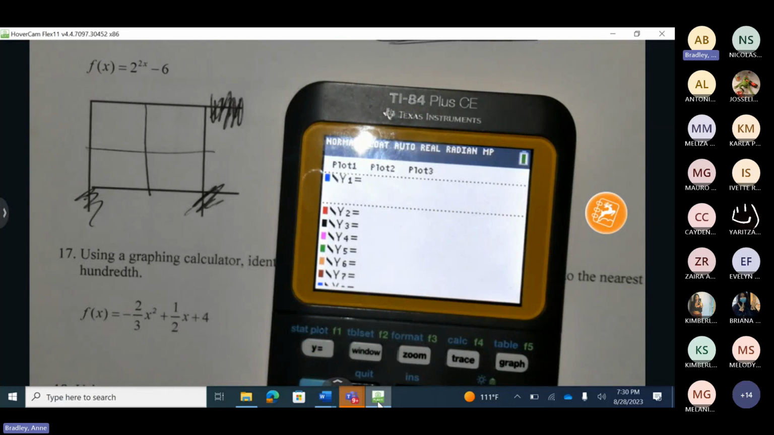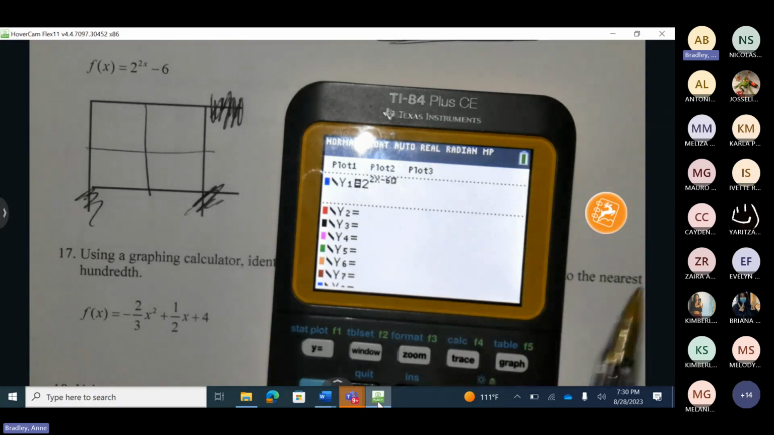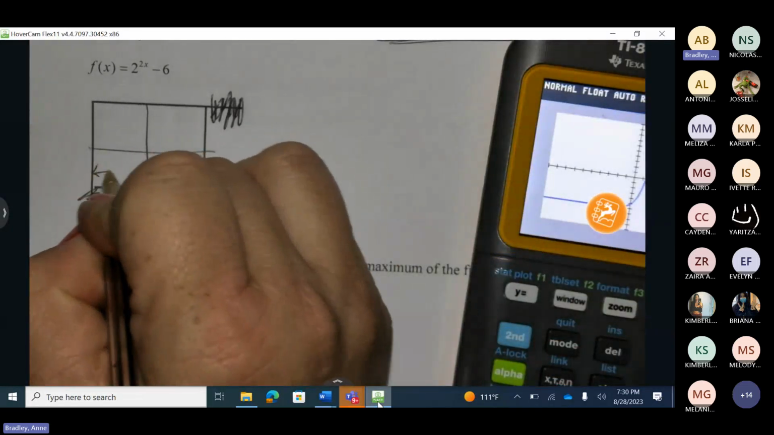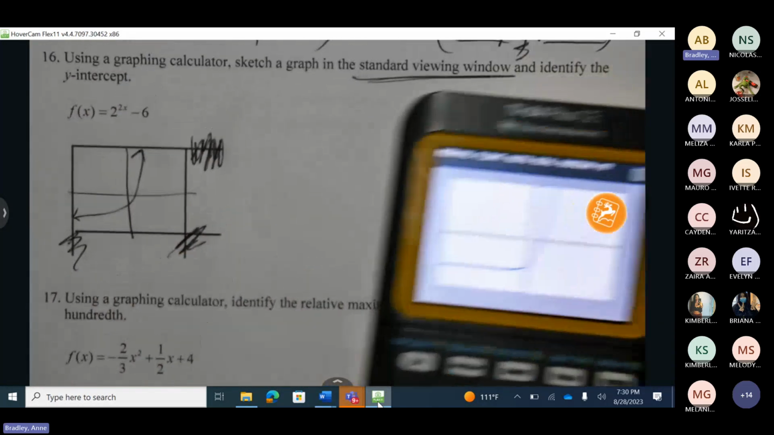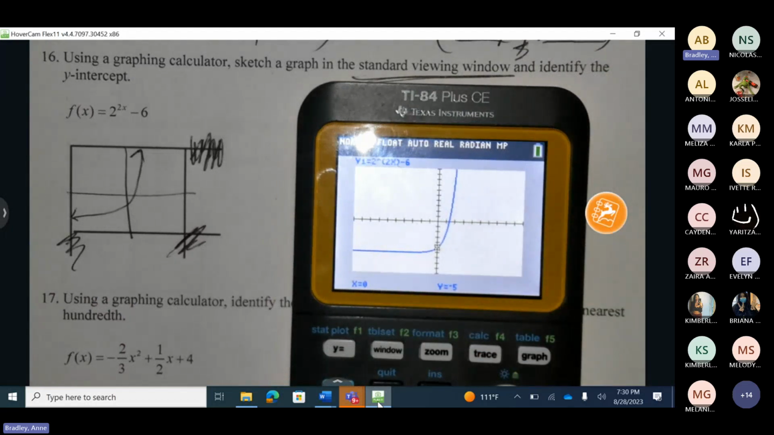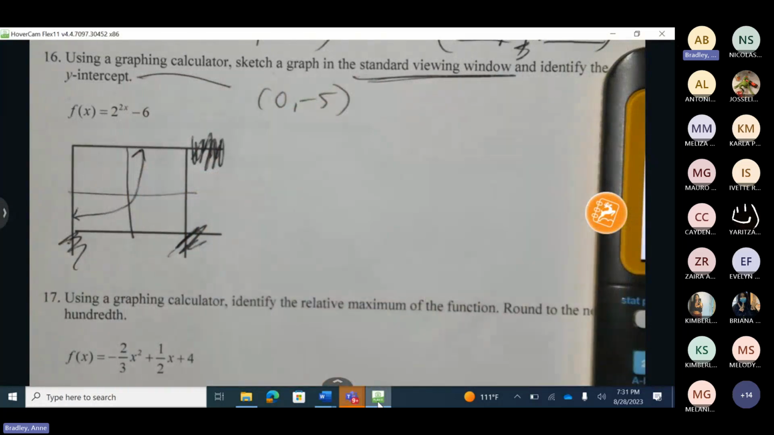What you don't want is this, 2 raised to the 2x minus 6. Notice how the subtract 6 is not at the same level as the 2. It's still in the x position. That's a common mistake I see. Once you have this, you're going to graph it. You're literally going to sketch exactly what you see. Something like this. Done. Now it asks, what is the y-intercept? When I hit trace the very first time, we can see the y-intercept is 0, -5. So the y-intercept is 0, -5.